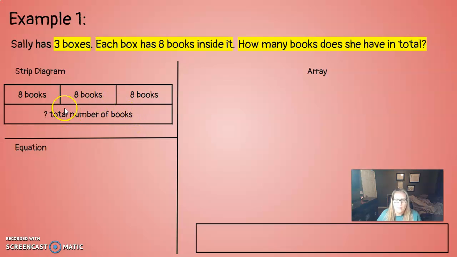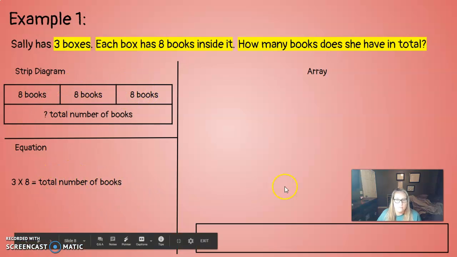So let's think about what my equation would look like. Remember, when I have multiplication, that X means what? That's right, it means groups of. So my equation is 3 groups of 8. And I'm going to get my total number of books.